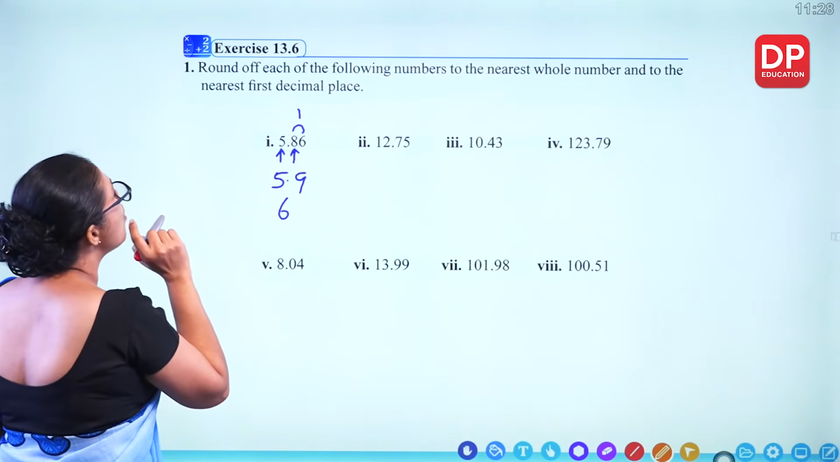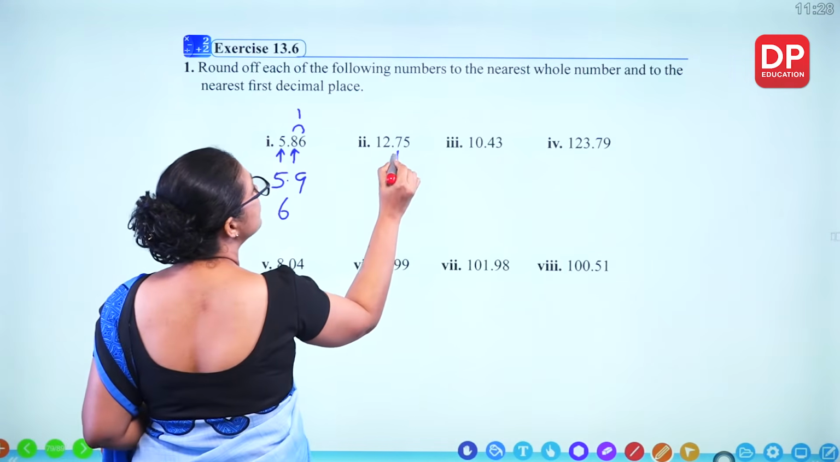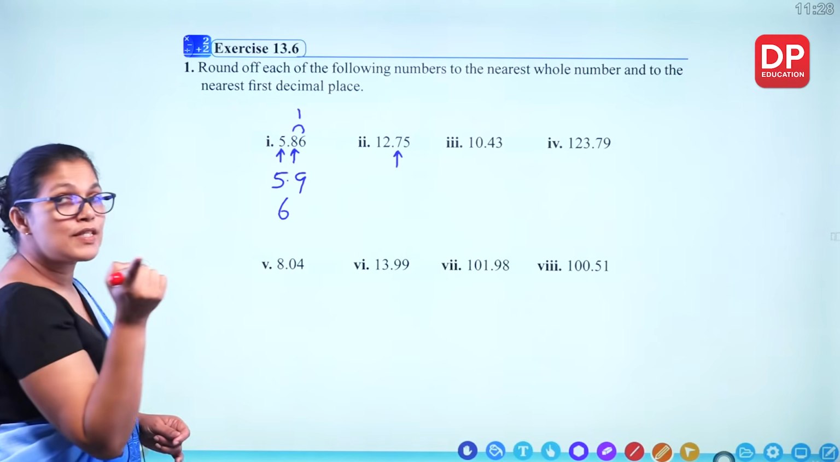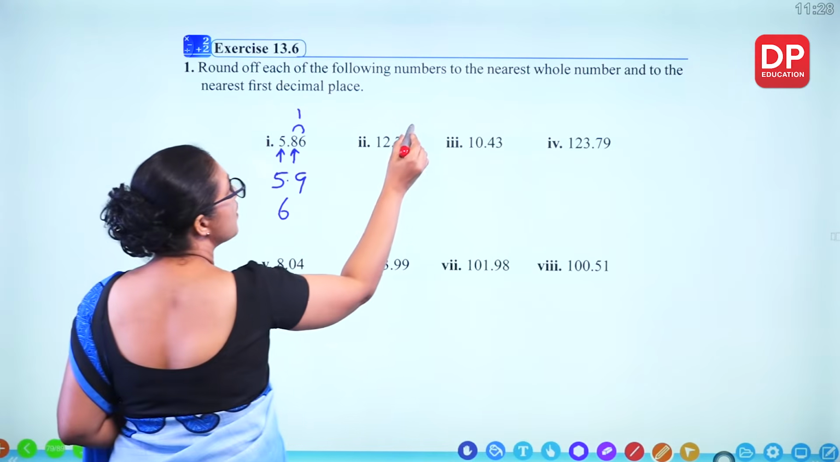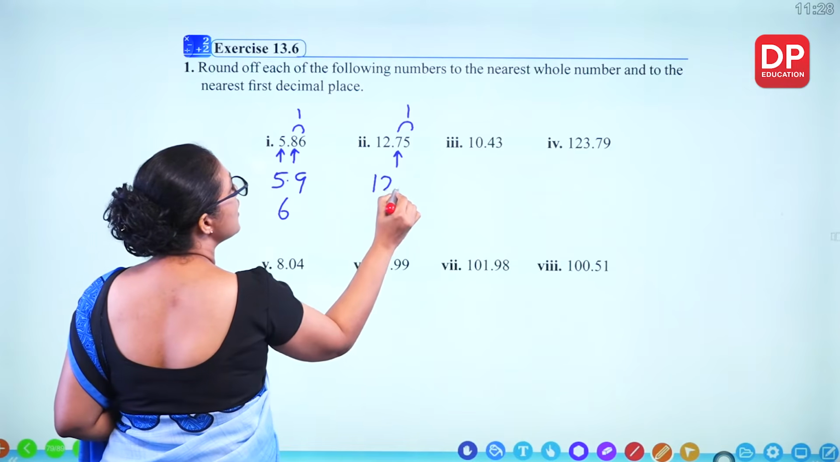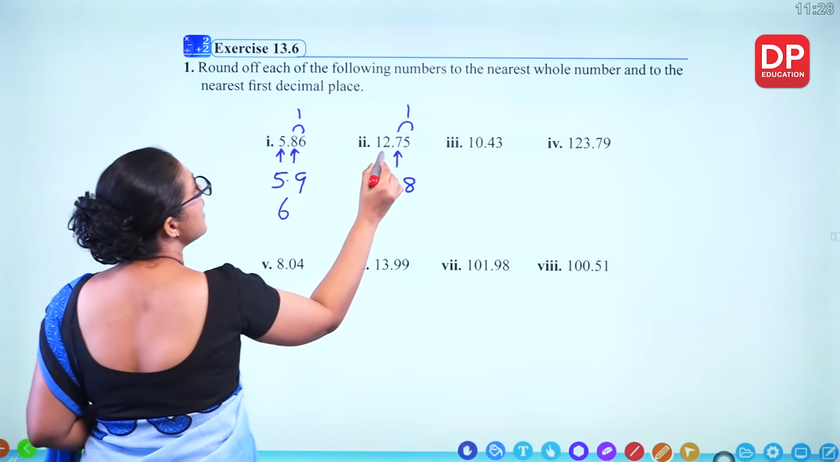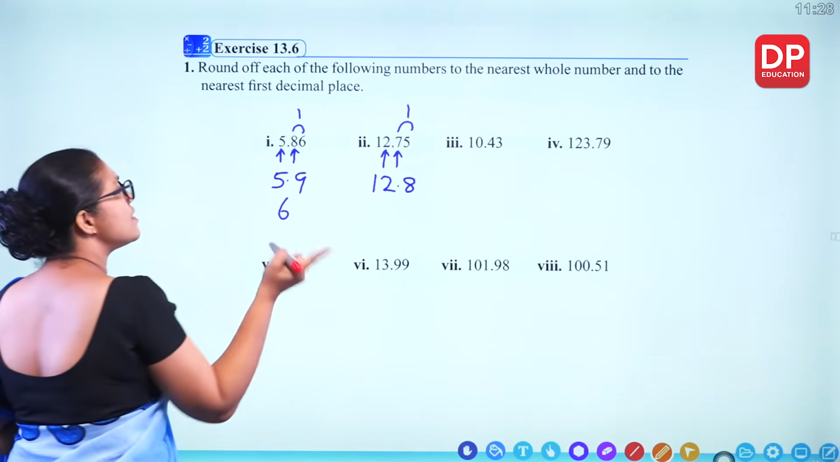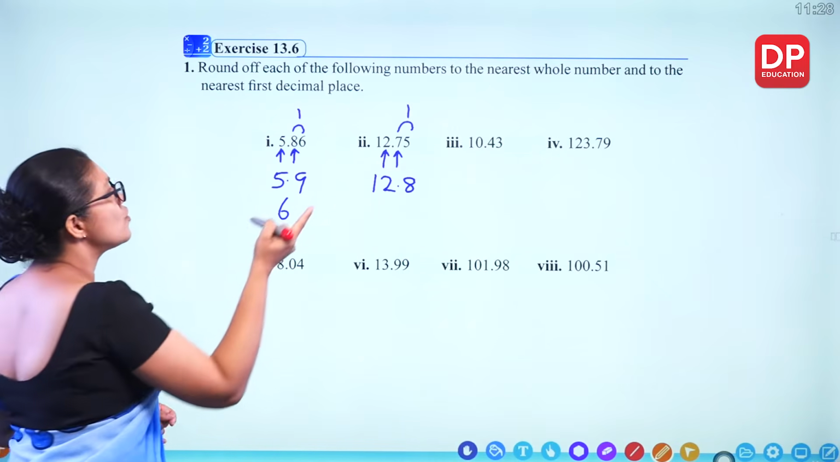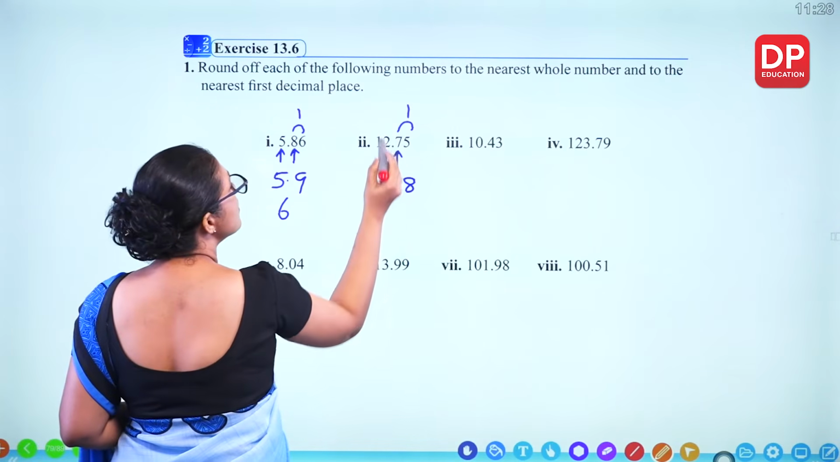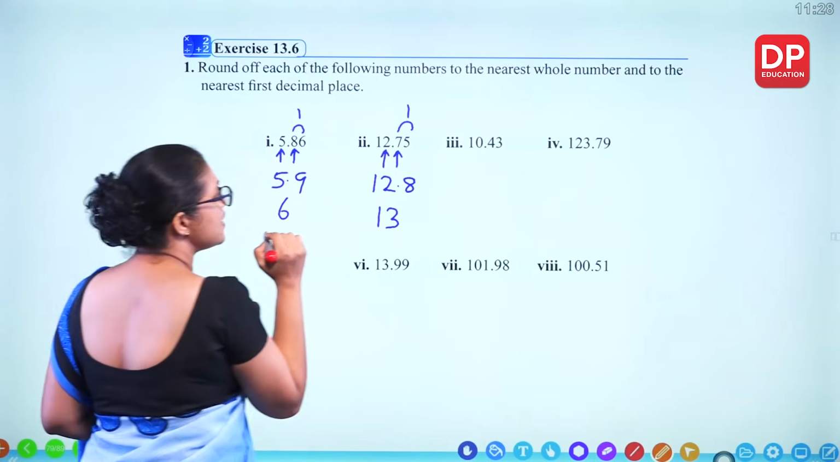12.75 correct to first decimal place. Next digit is 5, so you need to add 1. So 12.8. And here the whole number, next digit also more than 5, so you need to add 1. So this becomes 13.